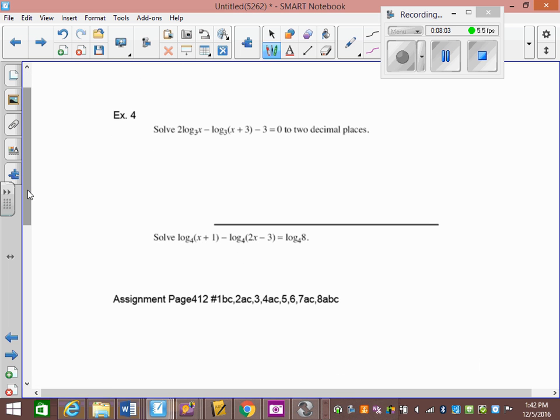Okay. Can I just get the logs together on here and then everything together here and then match our brackets? No, I have a minus 3. So what do I have to do when I have a minus 3 or a number by itself? I have to move that to one side and keep the logs on one side. And I need to move this 2 up as an exponent. So I'm going to get log 3 x squared minus log 3 x plus 3 equals 3.